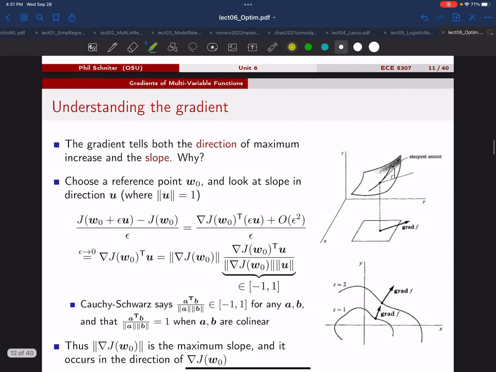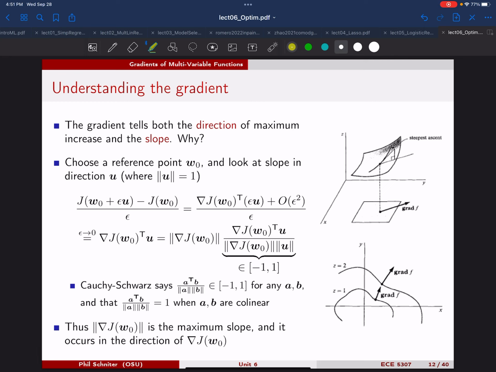Okay. All right, so let's try to understand again. We have been saying that the gradient tells us both the direction of maximum increase and the slope at the point we're evaluating it. So why is that? Can we prove this? The answer is yes. Here's a nice picture of what's going on. This is our cost J, and this is a case where we have a two-element vector, like A and B before. So maybe I can just write this as W1 and W2.